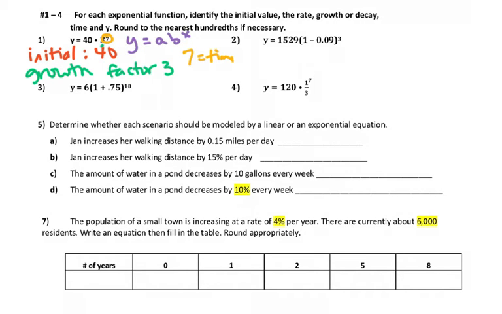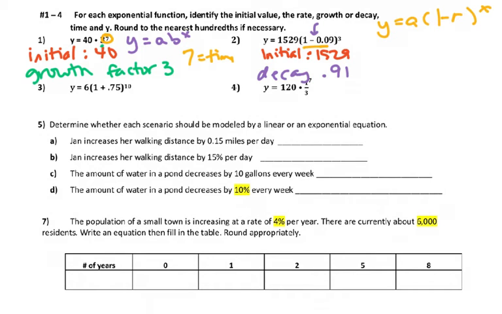As you look at number 2, you notice that this one is the equation y equals a times 1 minus r to the x power. So that tells me that my initial value is 1529. And since it's going down, minus, it's decay. Now my factor is, what is 1 minus 0.09? It's not just 0.09. My factor is going to be whatever 1 minus 0.09 is. So 0.91 is going to be my decay factor.